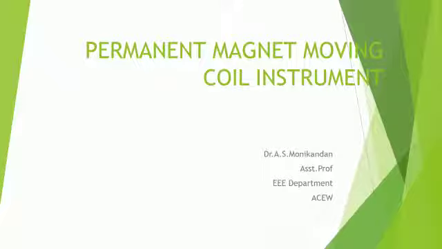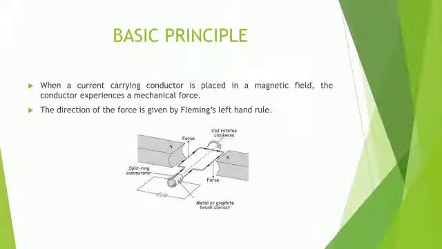Today I am going to discuss permanent magnet moving coil instruments. What is the basic principle of the PMMC instrument? When a current carrying conductor is placed in a magnetic field, the conductor experiences a mechanical force. This principle is used in the DC motor. The same principle is used here.